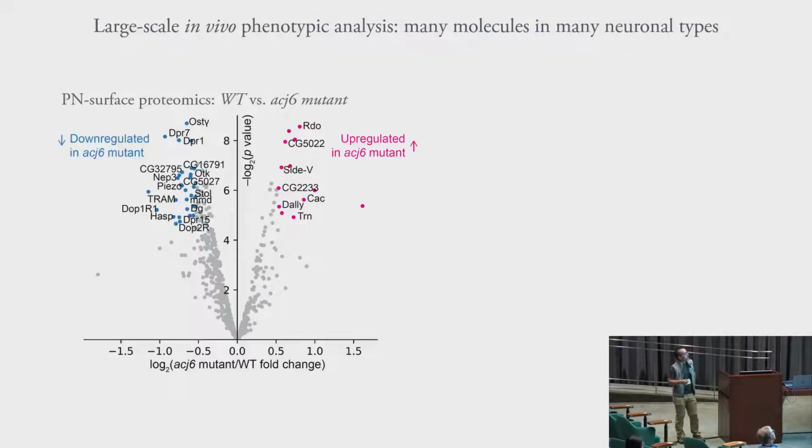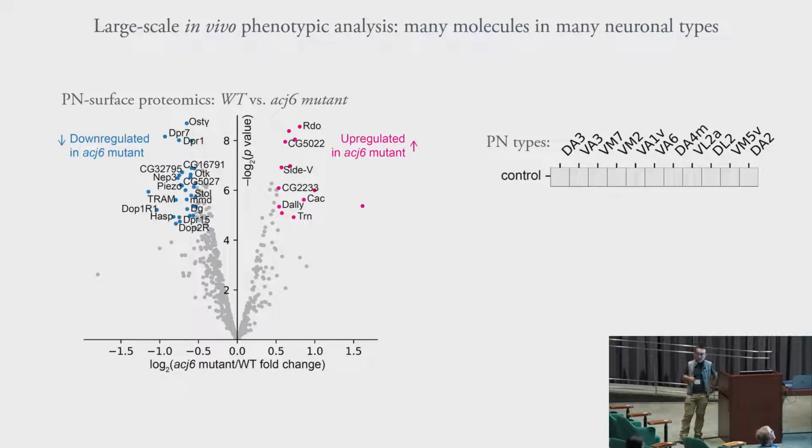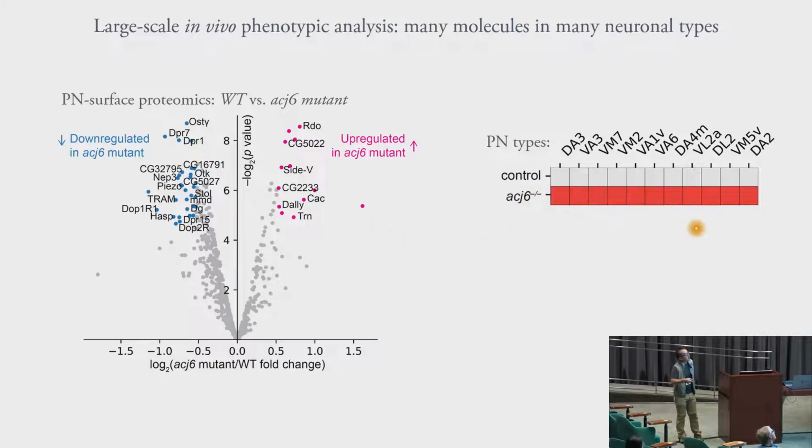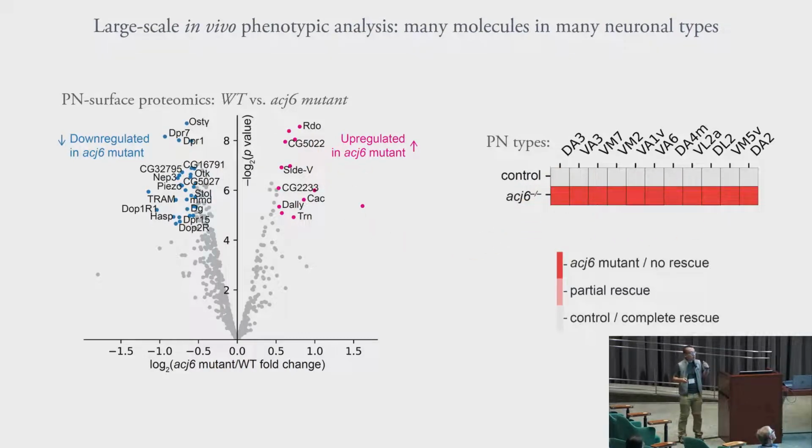And Piezo is only one example here. Our proteomic profiling allows us to examine many cell surface molecules, and we focused on the ones downregulated in the Acj6 mutant, and examined 11 PN types simultaneously in the brain. The Acj6 mutant causes mistargeting in all of the types shown in red here. We then supply back each individual cell surface molecule to see whether it can rescue the Acj6 mutant phenotype. If it's a complete rescue similar to wild-type, it is shown in white. If it's no rescue, similar to the Acj6 mutant itself, it's red. If it's a partial rescue, then it's pink.